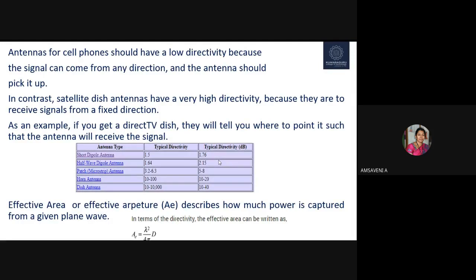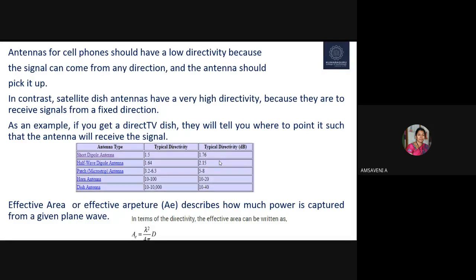all directions. But if you take satellite dish antennas, they should have very high directivity because they have to receive signals from a fixed direction. Even our dish antennas, which we use to receive television signals, should have high directivity. Then only can it receive signals from a fixed direction.